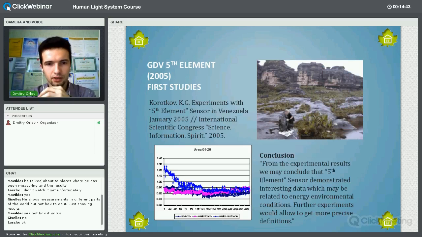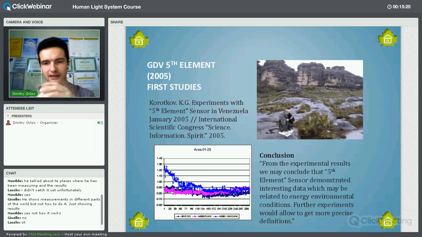And Dr. Korotkov, I think that he has probably talked about these experiments, but those first studies were published in 2005, that these sensors demonstrated interesting data which may be related to energy environmental conditions. Further experiments would allow to get more precise definitions. So they were only first results that were received at that time by Professor Korotkov. That it is picking up something.